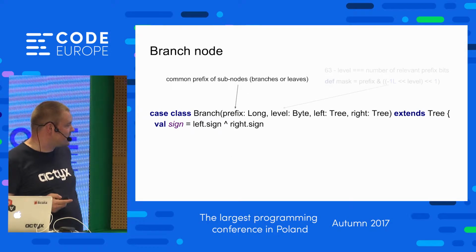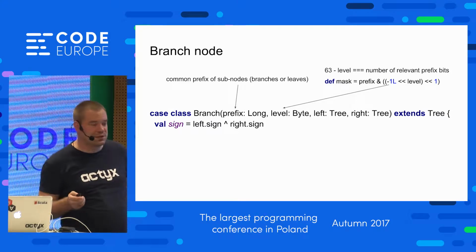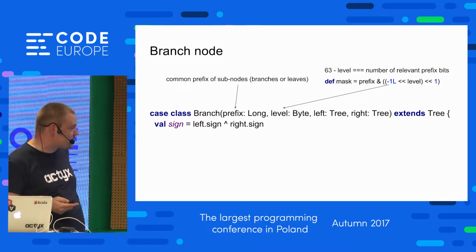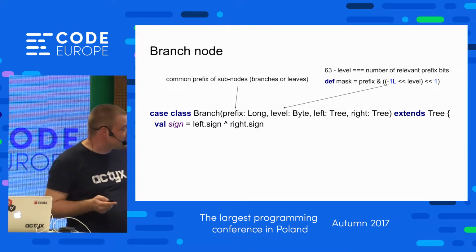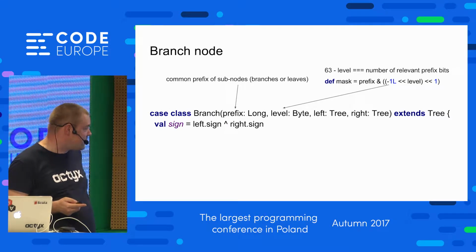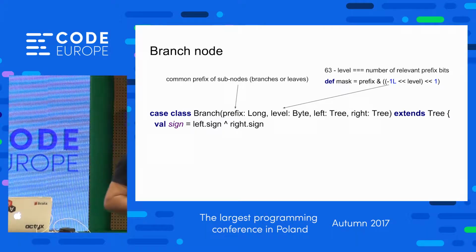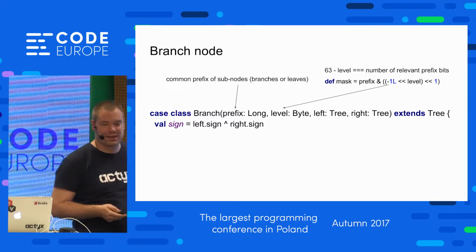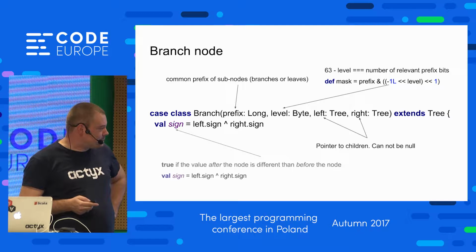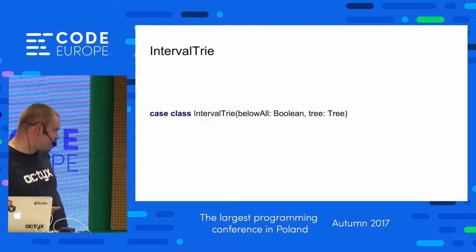And a branch node looks like that. We have a prefix, we have the level, and we have 2 children, always exactly 2 children. So it's basically a binary tree. And these children cannot be null. They can either be a leaf or a branch, but they cannot be null. And we have 1 bit of summary information, which is a sign, which is basically calculated as the left sign XOR the right sign. So if you look at the code, there's lots of bit twiddling in there. So let's take a look.